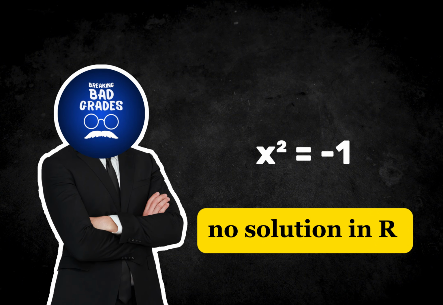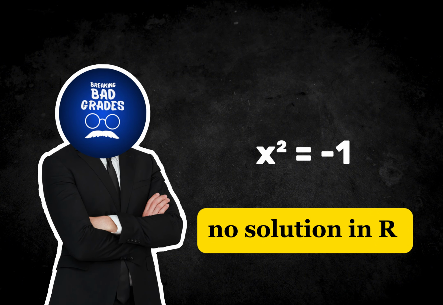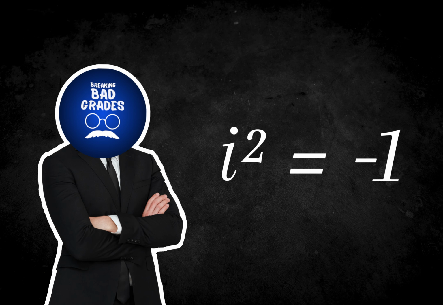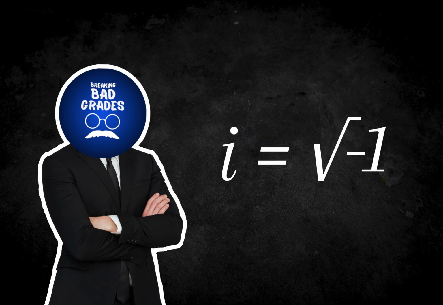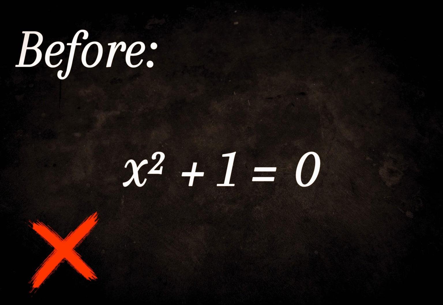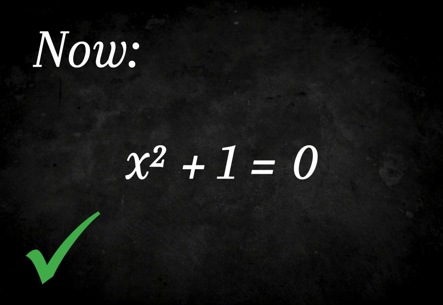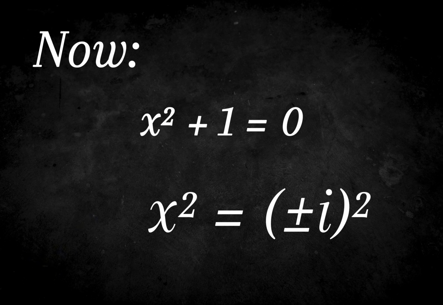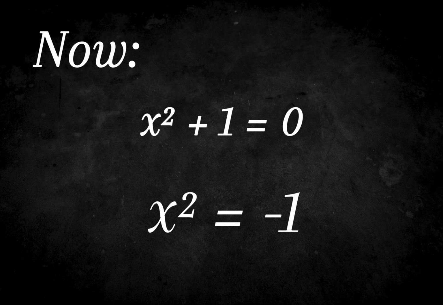But mathematicians don't like giving up. So they invented a brand new number, i, defined by just one simple rule: i squared equals minus 1. So i is equal to the square root of minus 1. This special number is called the imaginary unit, and it's the reason we have what are known as complex numbers. Before this, we couldn't solve this equation, but now we can see that x is equal to i or minus i, because if we square both solutions, we get minus 1.